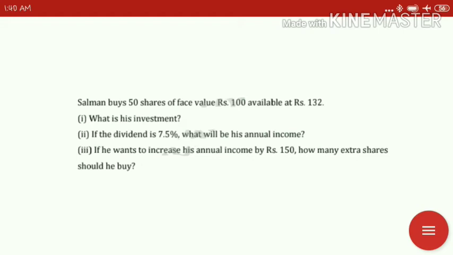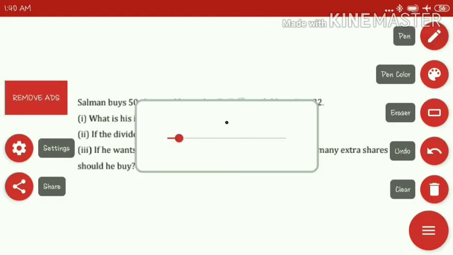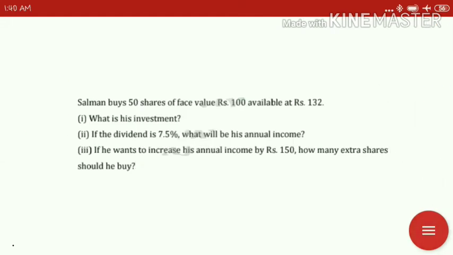So there also you can find out the solution in a direct way or in a broad way. Here I will explain it for you again. Here you can see that he buys 50 shares, so the number of shares is 50, and the face value is rupees 100 and the market value is rupees 132. Find out the investment.